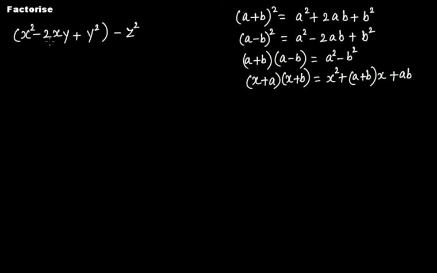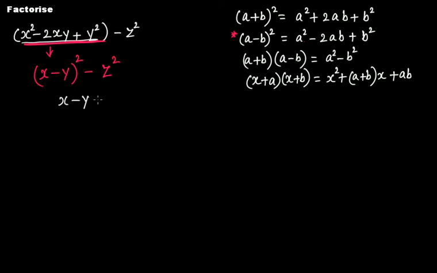It's x squared minus 2xy plus y squared minus z squared. So if you look at this one carefully, it's actually of the form a squared minus 2ab plus b squared, right? A squared, that is x squared, minus 2ab, that is minus 2x and y, because that is functioning as b, plus y squared. So this is (x minus y) whole squared, this identity. Now this is minus z squared.